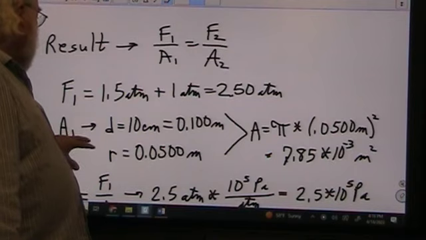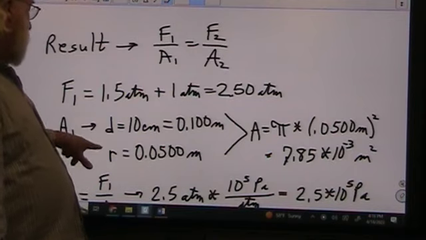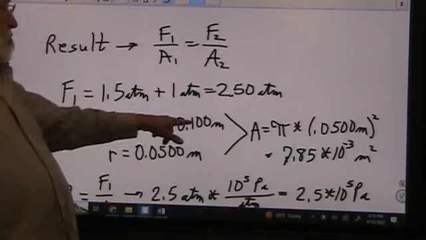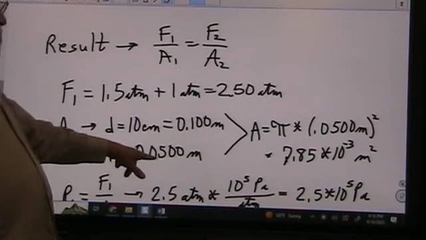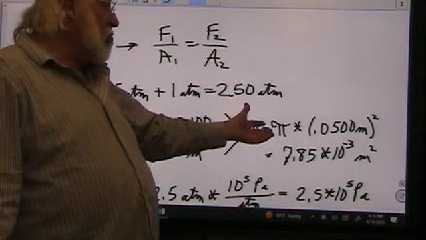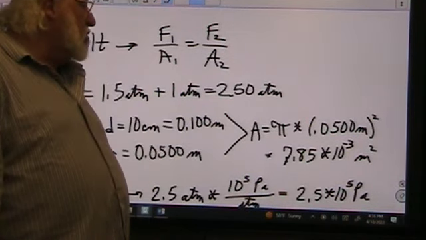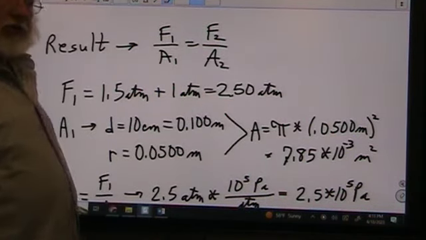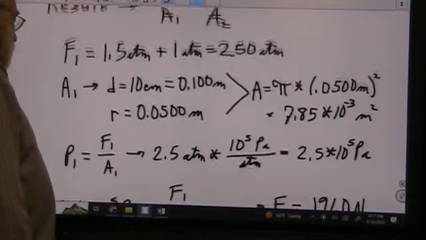This then, we have to take the diameter and change it to meters, take half of that for the radius, which we've done a bajillion times. The area for a circle, as you know, is pi r squared, so that gives us 7.85 times 10 to the negative 3 square meters.